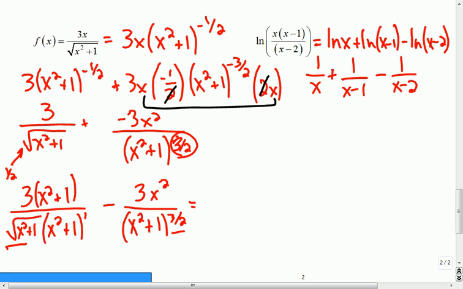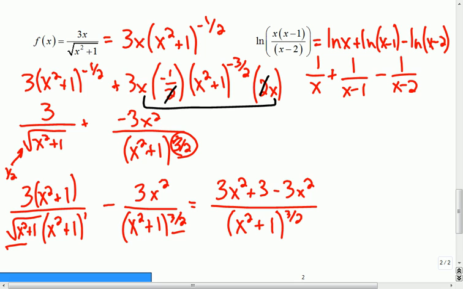Okay. So finally what I'll end up with, once the common denominator is there, is 3x squared plus 3. Take away 3x squared. And as I said, the exponent now is 3/2. So that would disappear, and that would disappear, and the simplest form I could write this in would be like that.